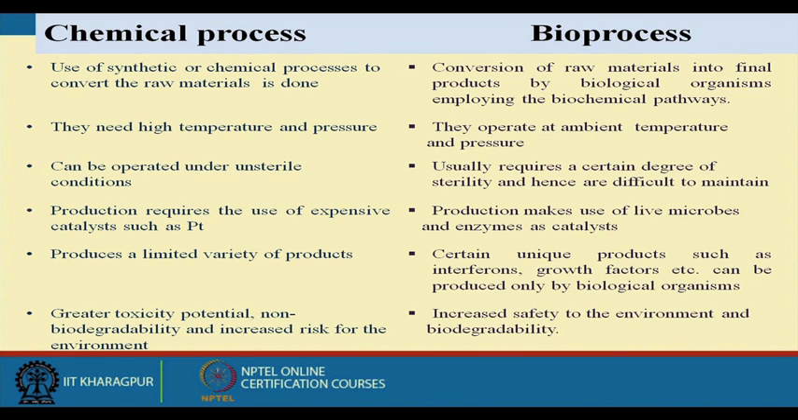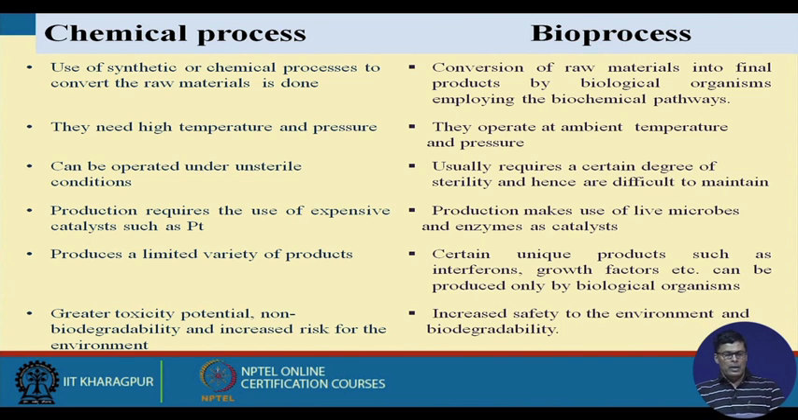Another advantage of the bioprocess is that it can be operated at ambient temperature and atmospheric pressure. The chemical process is usually operated at high temperature and high pressure, which means it is quite energy intensive, but it is usually operated under unsterile conditions. In the biological process, since we allow our desired organism to grow in an environment, the environment should be sterilized, and for sterility some energy is required to maintain the sterility of the system. That is the major drawback of this system.